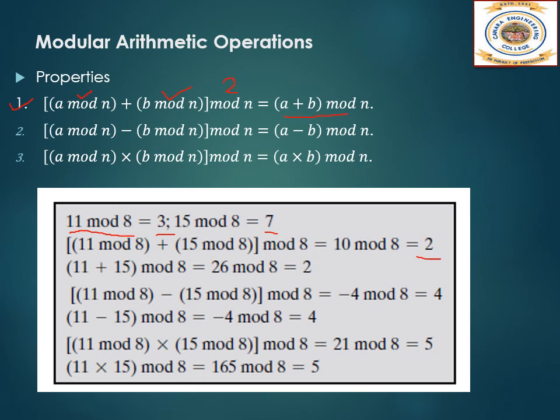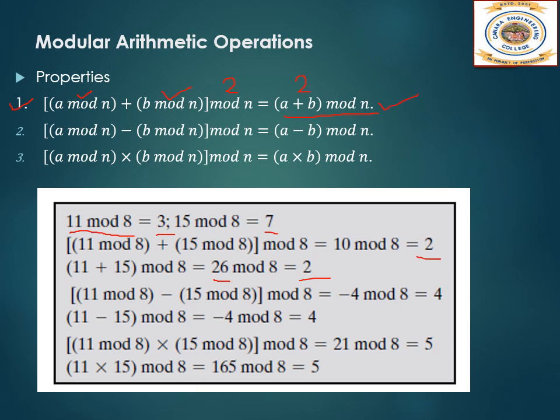Coming to this part of the property, A plus B. What is A? 11 and B is 15. So 11 plus 15 gives us 26. If I divide by 8, what is the remainder? I get this as 2. So this is also 2. So this property is proved.